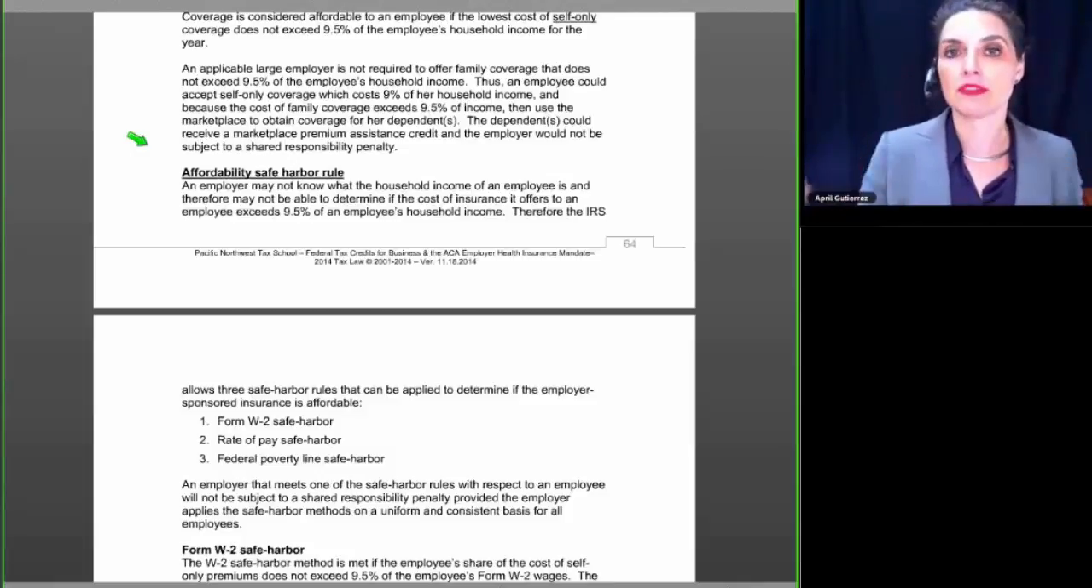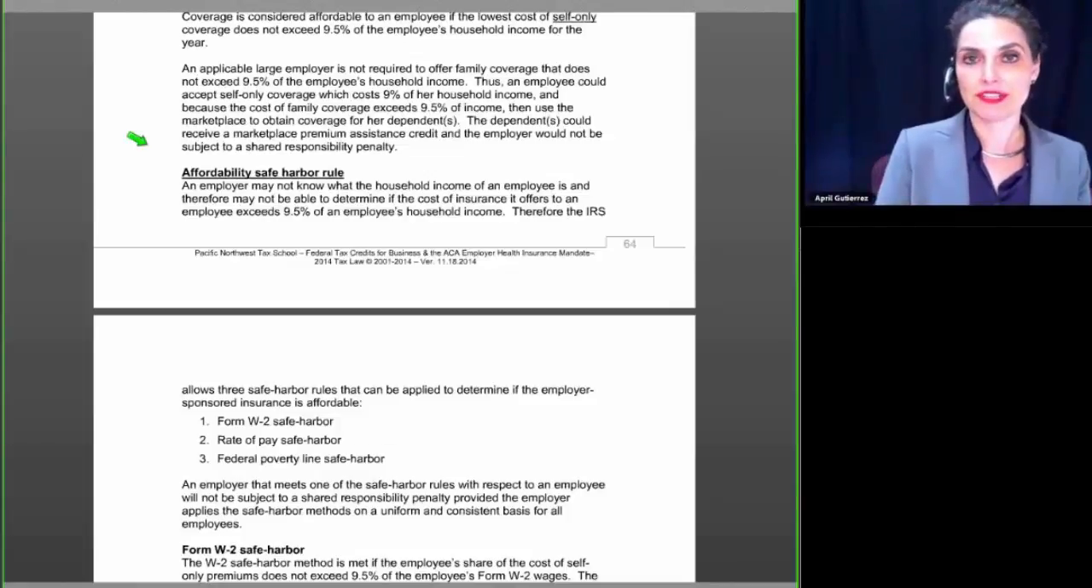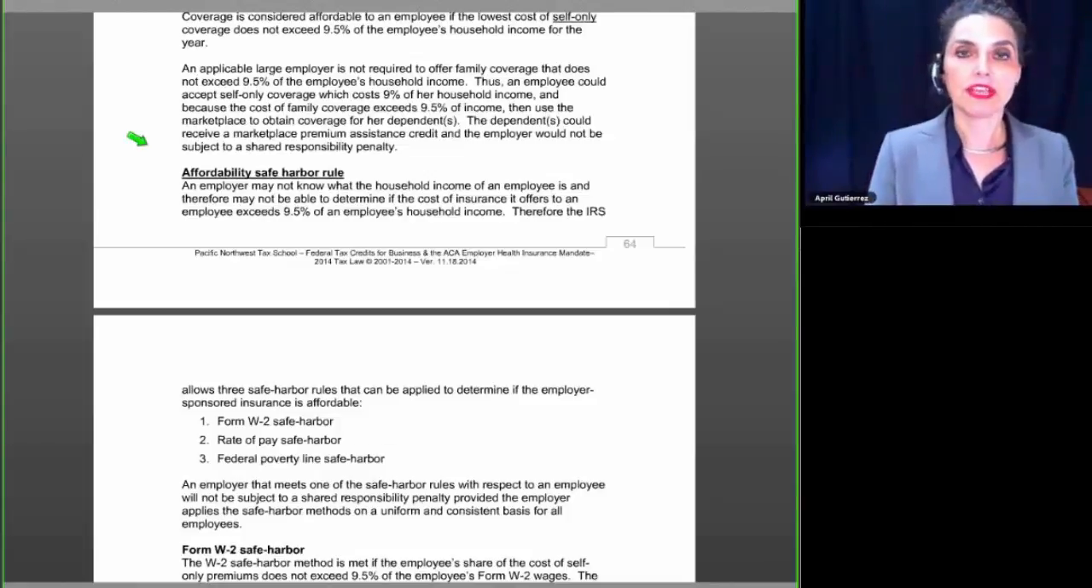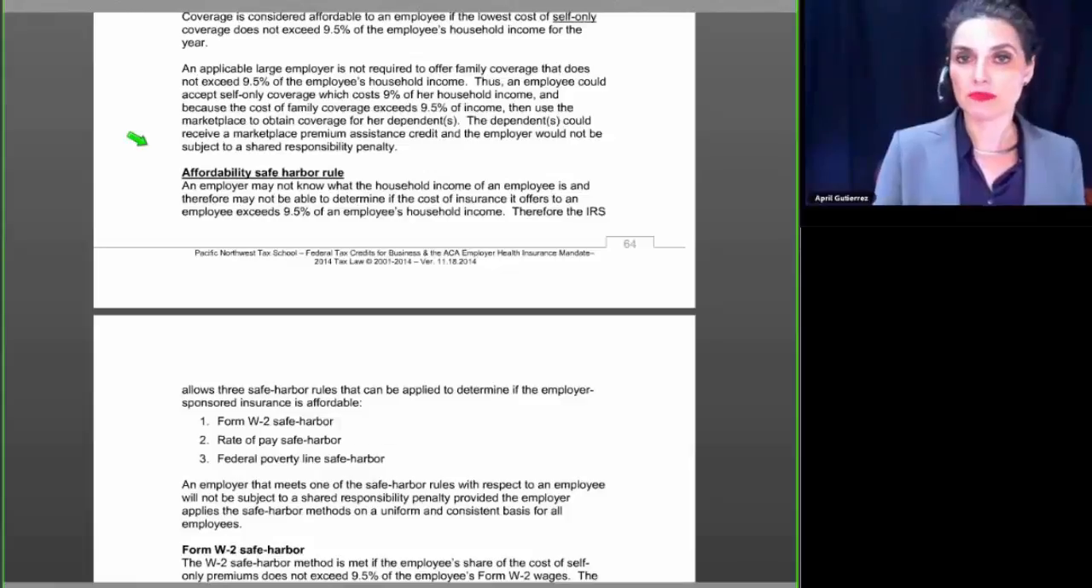So the employer is required to ensure that the employee's cost of self-only coverage does not exceed 9.5% of that employee's household income. The employer is not required to provide family coverage that does not exceed 9.5% of the employee's household income. So the employer can offer coverage to the employee.